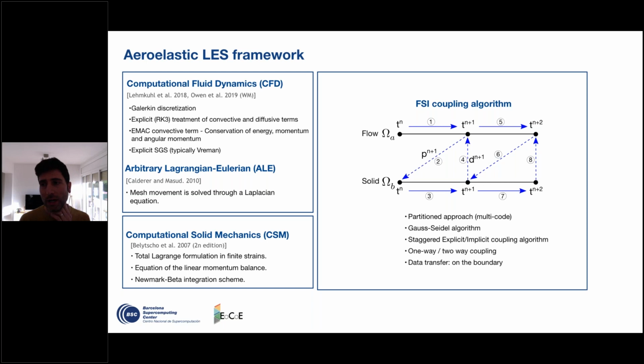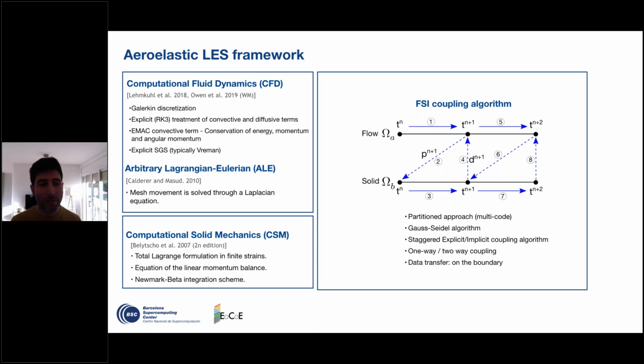With respect to the stabilization, we use an EMAC term not only for the conservation of energy but also for the momentum and angular momentum, and it also uses the explicit SGS, typically the Vreman model. In order to have the movement of the mesh, we use an arbitrary Lagrangian Eulerian formulation, and that is solved through the Laplacian equation. So this would fit what we call the CFD model within the Alya framework.